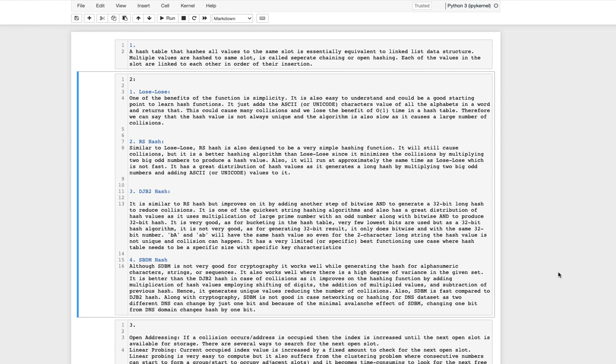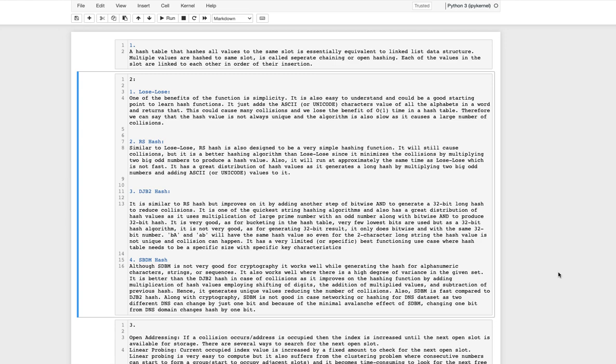Second is the RS hash. Similar to lose-lose, RS hash is also designed to be a very simple hash function. It will still cause collisions, but it's a better hashing algorithm than lose-lose since it minimizes the collisions by multiplying two big odd numbers to produce the hash value. Also, it will run in approximately the same time as lose-lose, which is not fast. It has a great distribution of hash values, and it generates a long hash by multiplying two big odd numbers and adding the ASCII code value to it.